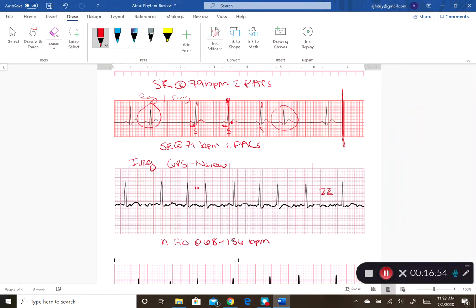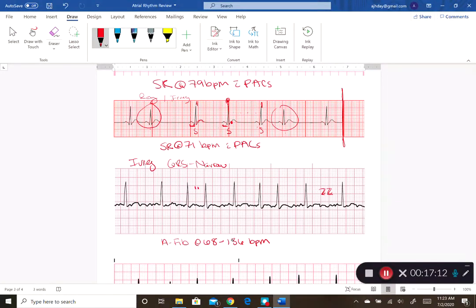I don't have any ST changes. It would be hard to tell some ST changes on AFib. We'll look at an example of that a little bit later on. But I need to decide, is this controlled or uncontrolled? So one way we can do this is we're just going to take the average rate and see if it's over 100 beats per minute.